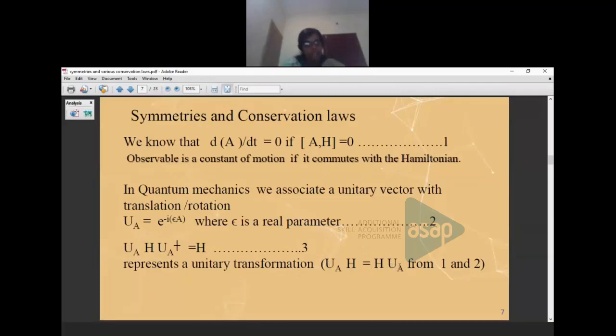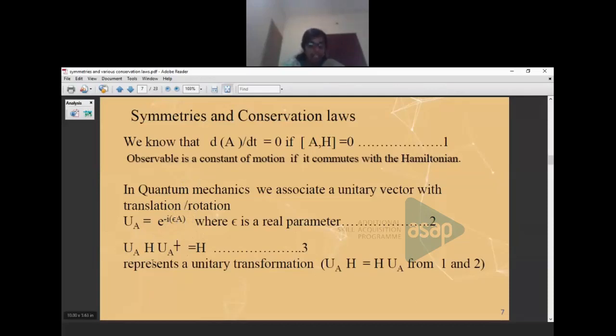The primary thing which you have to consider is that epsilon H and H epsilon should be equal. If this condition holds good, that is okay. Now what does this mean? Let me once again repeat. Now you are having a U_A. You are defining a unitary operator associated with this observable A.